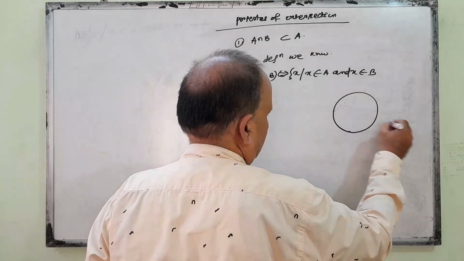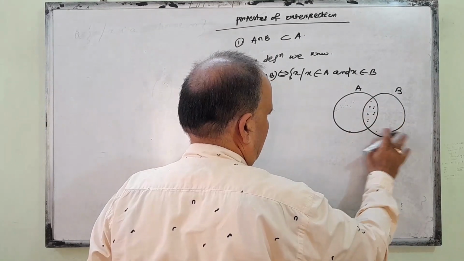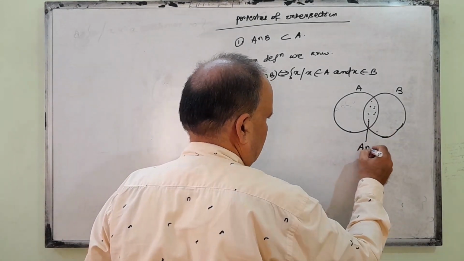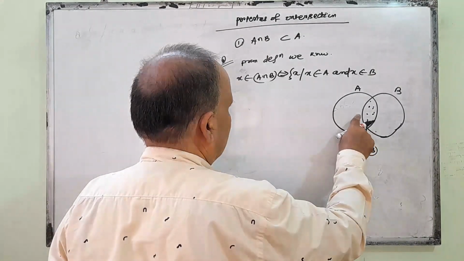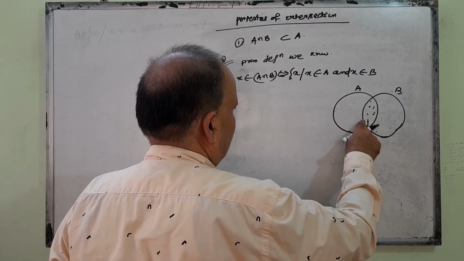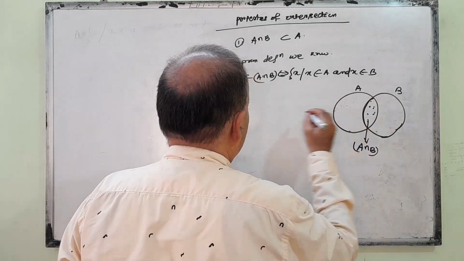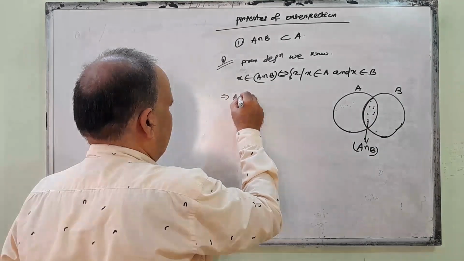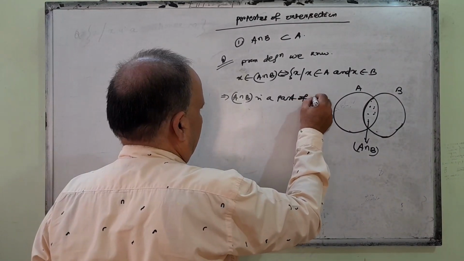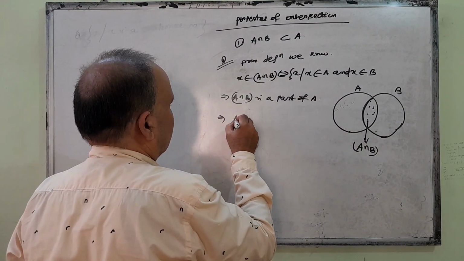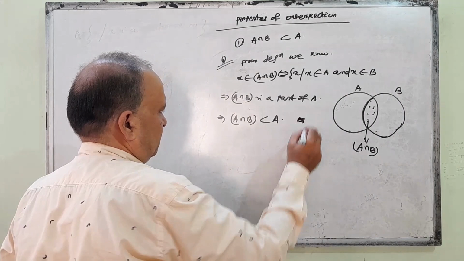That means you see, this is your A and this is your B and this is your A intersection B. So it is clear that X belongs to A intersection B means X belongs to A and X belongs to B. So it is clear that A intersection B is a part of A. This implies that A intersection B is the subset of A. This proof is very easy.